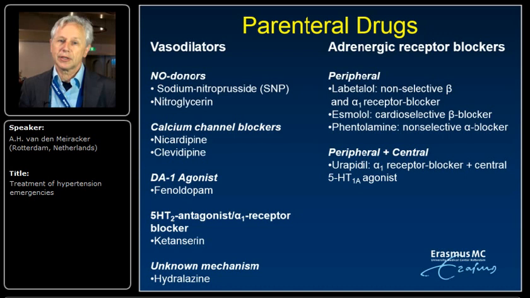If you look at the adrenergic receptor blockers, we have labetalol, which is a non-selective beta blocker and an alpha receptor blocker. We have esmolol, which is a cardioselective beta blocker, and phentolamine, a non-selective alpha blocker, which is usually restricted to the treatment of patients with pheochromocytoma. And then we have the combination of a peripheral and a central adrenergic receptor blocker, that is urapidil, an alpha-1 receptor blocker and a central 5-HT1A agonist.